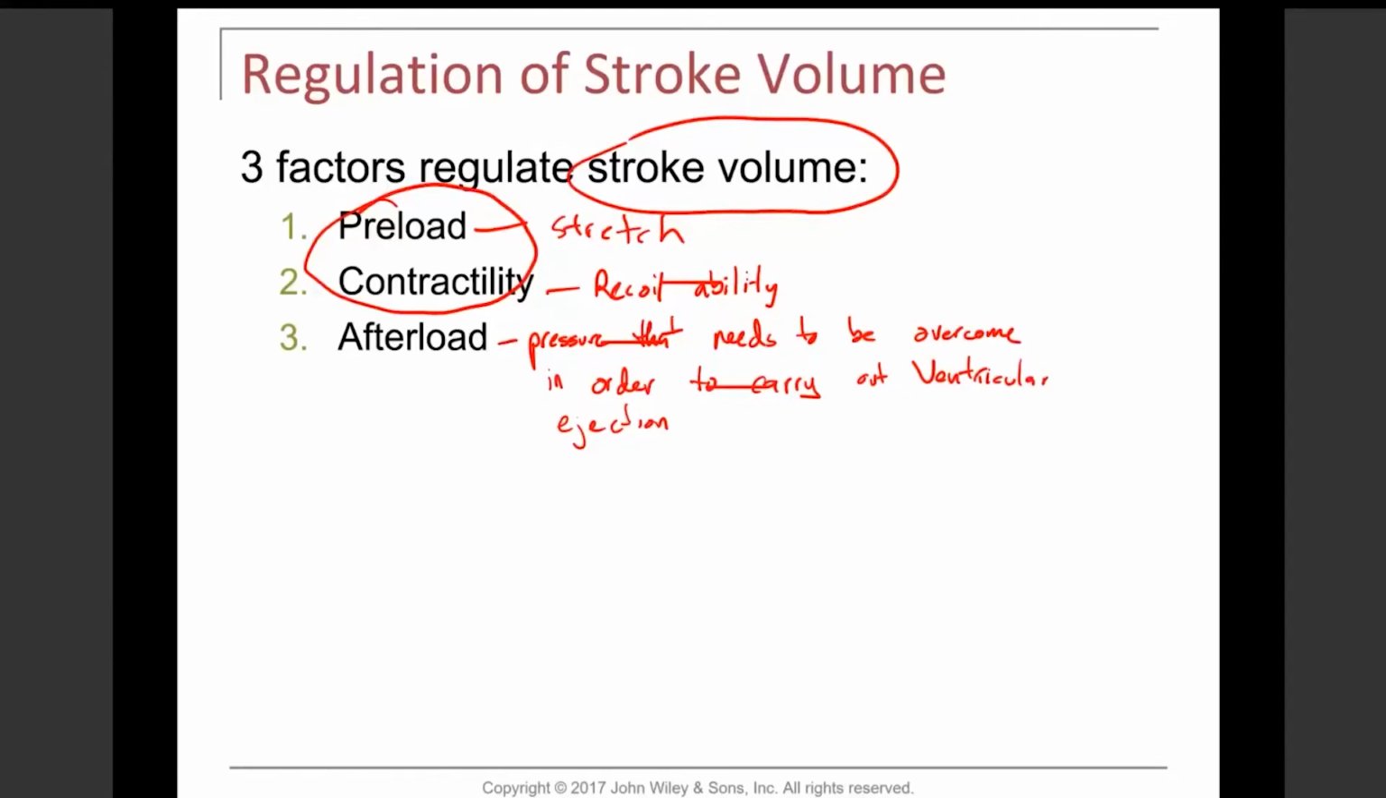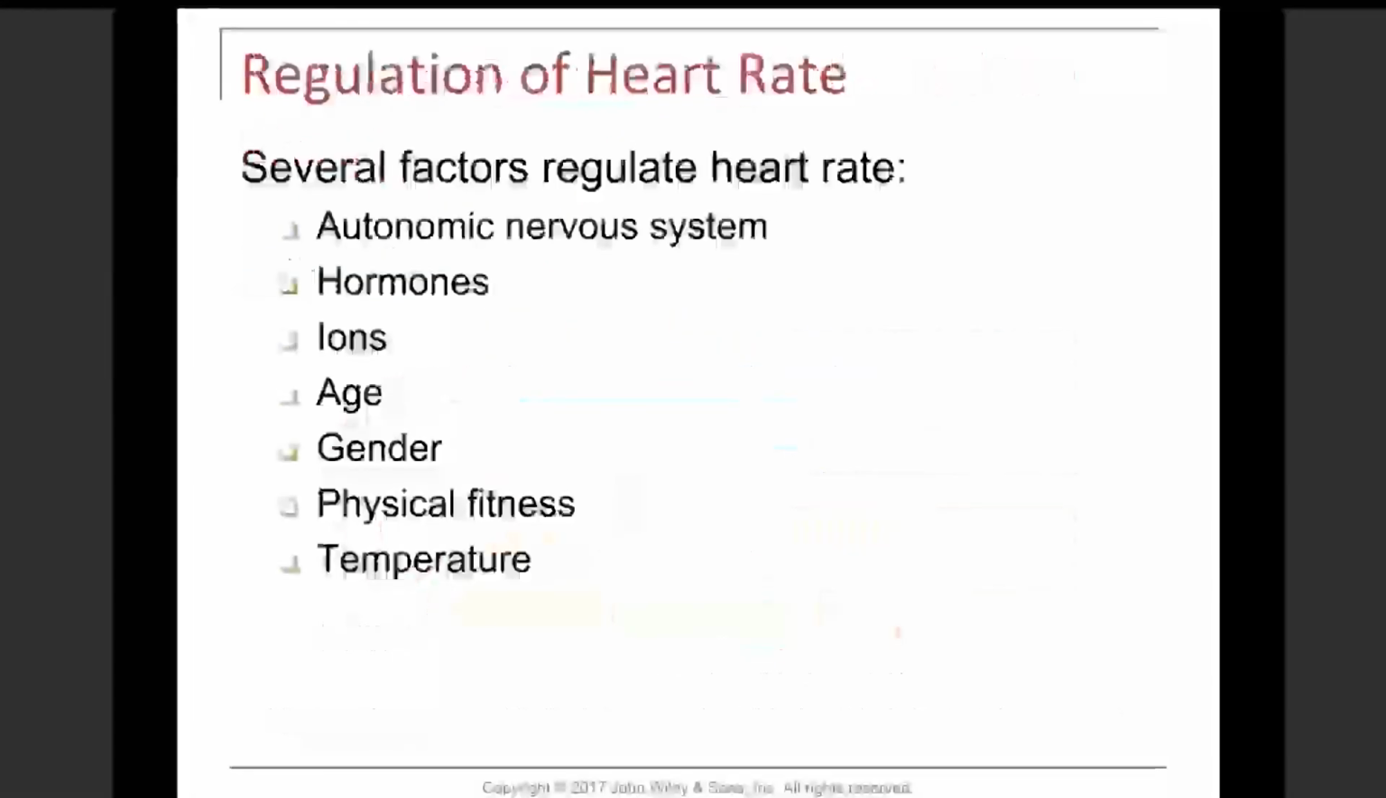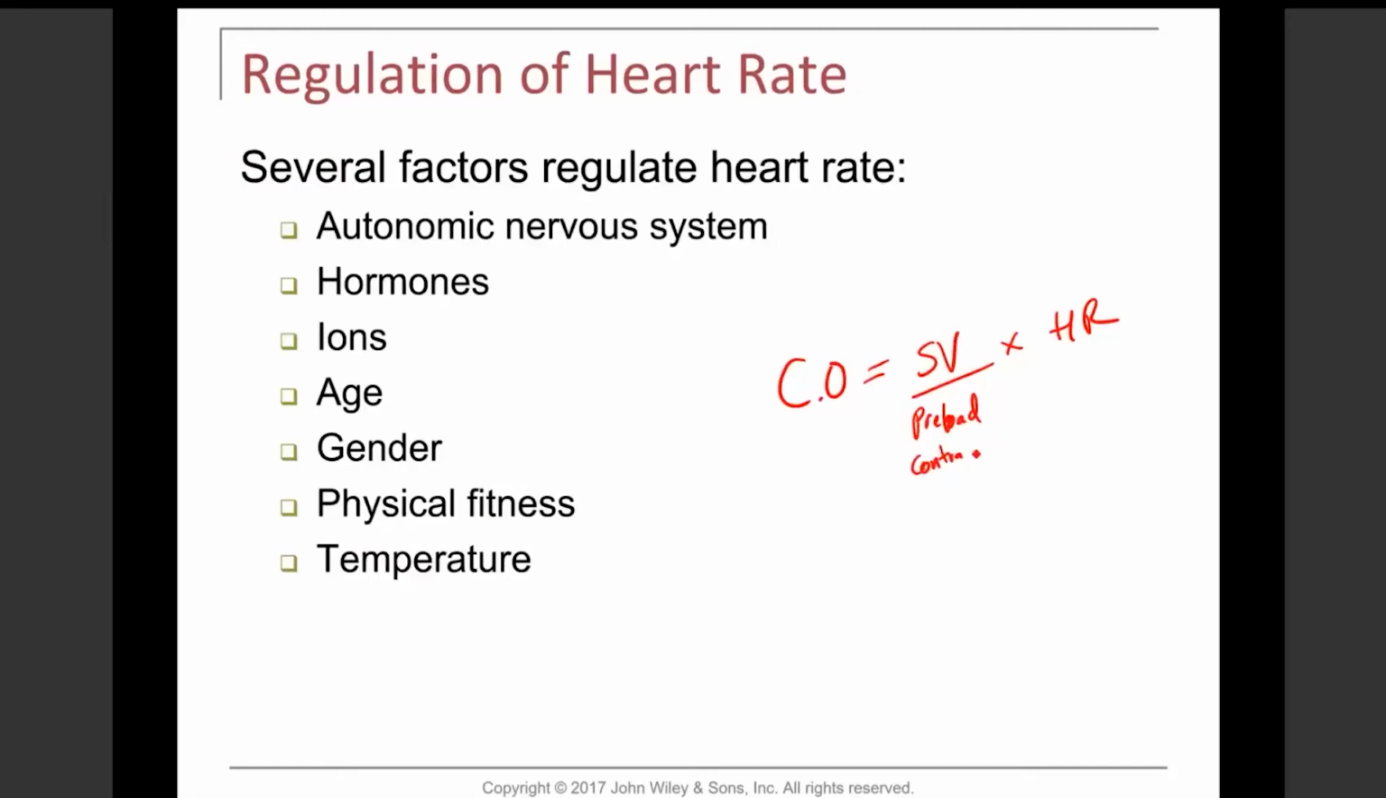Okay. How you can regulate your heart rate, right? And so this is the other side of your cardiac output, right? So cardiac output is equal to stroke volume times heart rate, right? Stroke volume we could impact by preload, contractility, and then afterload, right? These are the different factors that control stroke volume, and then heart rate is impacted by various different factors.